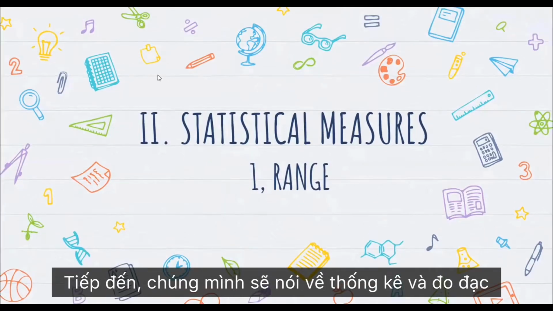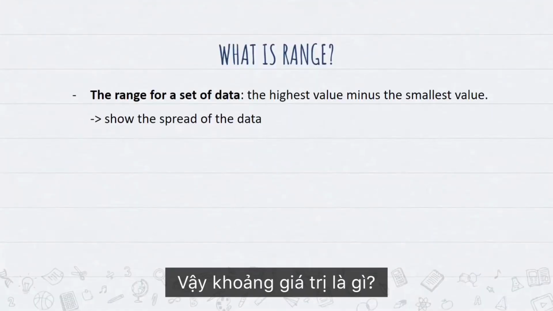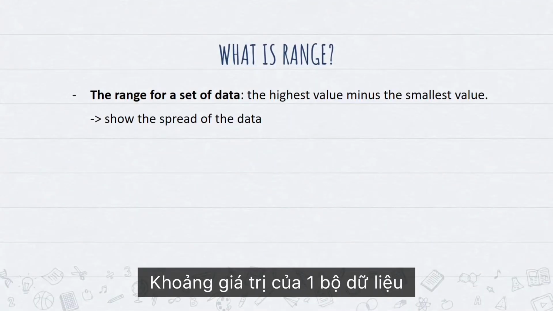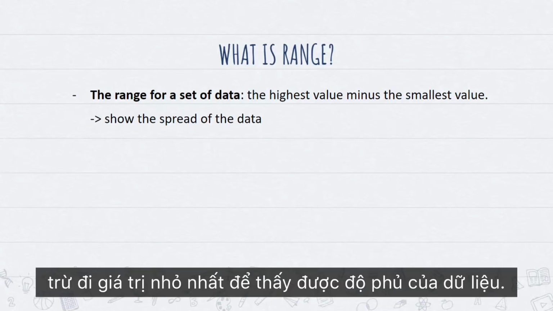Next, we're gonna talk about statistical measures. And first part is range. So what is range? Range is for a set of data. You're gonna take the highest value minus the lowest value to show the spread of data.